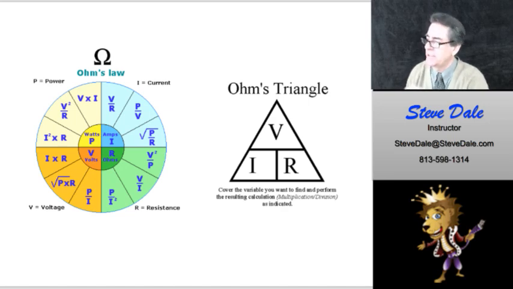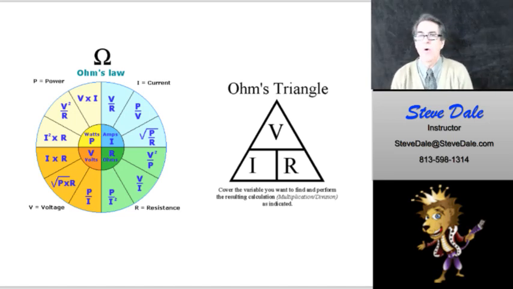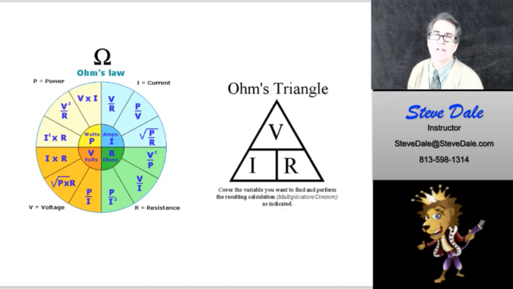And then if I want to know resistance, I put my thumb and hide the R, and it's V divided by I. If I want to know the voltage, I put my thumb over voltage, and it's I times R. See how that works on that triangle? It's the same thing in the wheel. They just written it out for you.